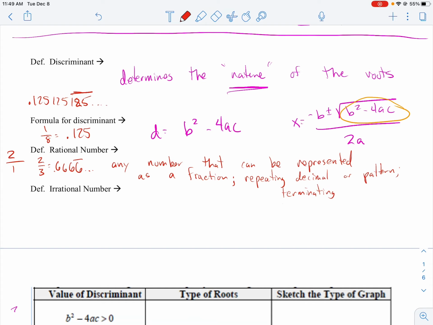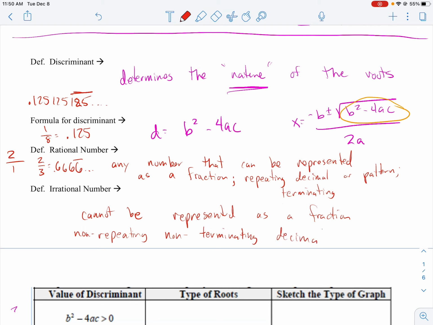And then the irrational number is basically the opposite of all of that. It cannot be represented as a fraction. It's non-repeating and non-terminating decimal. A perfect example would be pi.